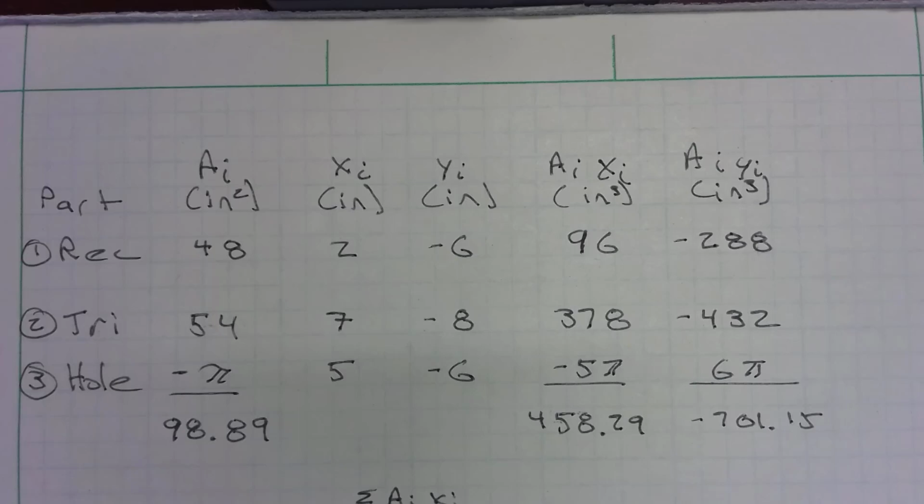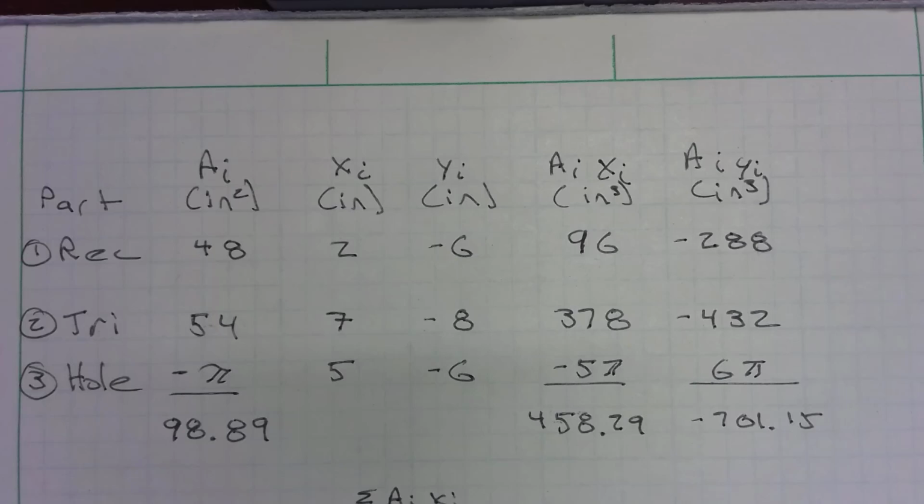54 inches squared area. Now it's a triangle, and you can use the table in the back, and you'll note it's 1/3 the distance over in the x and then 2/3 down in the y for the centroid. This results in a centroid location of 7 for the x, minus 8 for the y, resulting in my Ax of 378 and my Ay of minus 432.